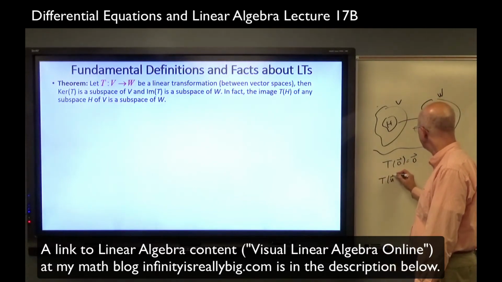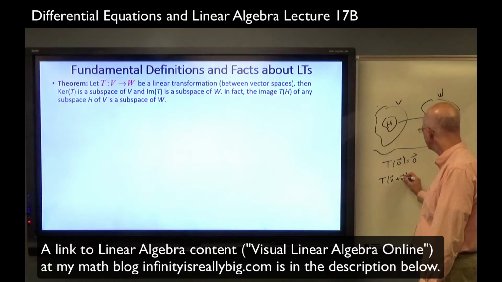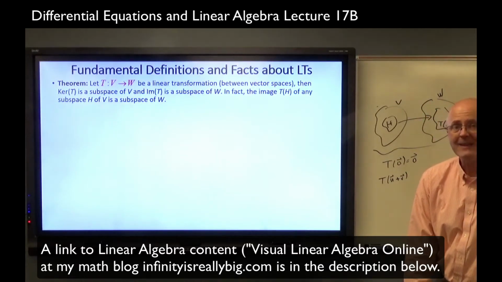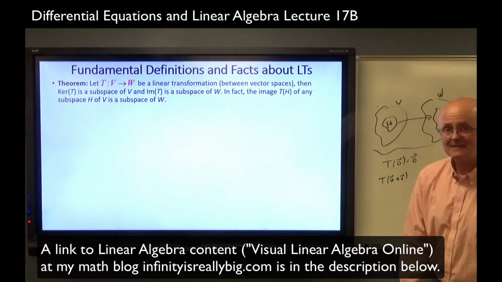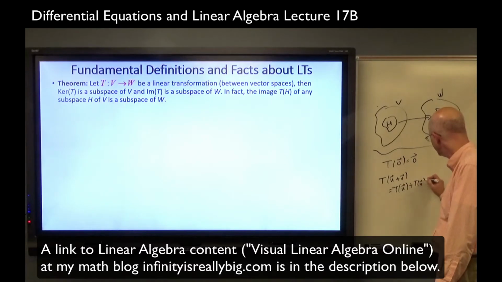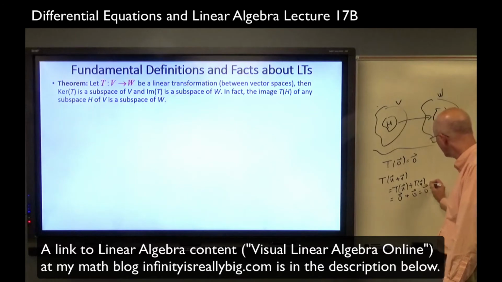Suppose U and V are in the kernel. Is U plus V in the kernel? Yes. Why? Think about it. It's because T is operation preserving. This is T of U plus T of V, and if I assume U and V are in the kernel, these are both 0. So the answer is 0, and therefore U plus V is in the kernel.